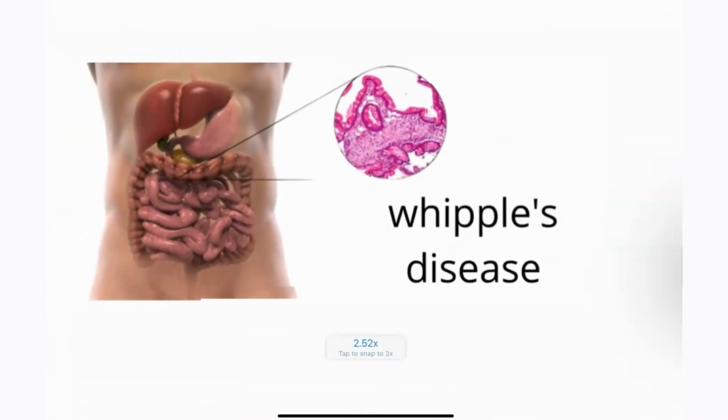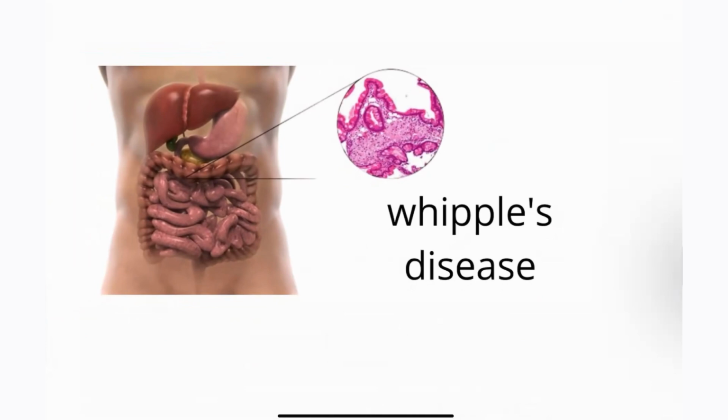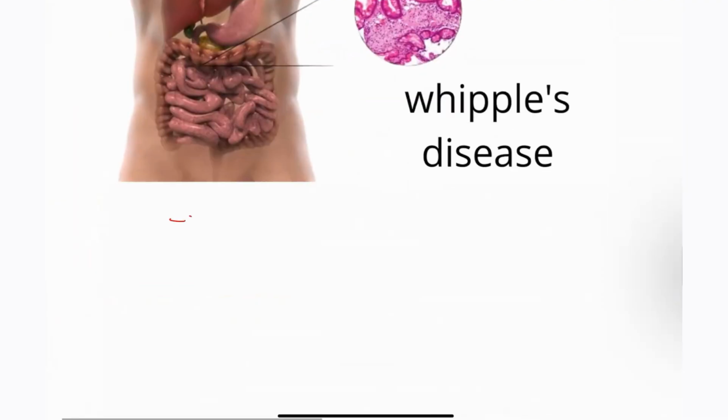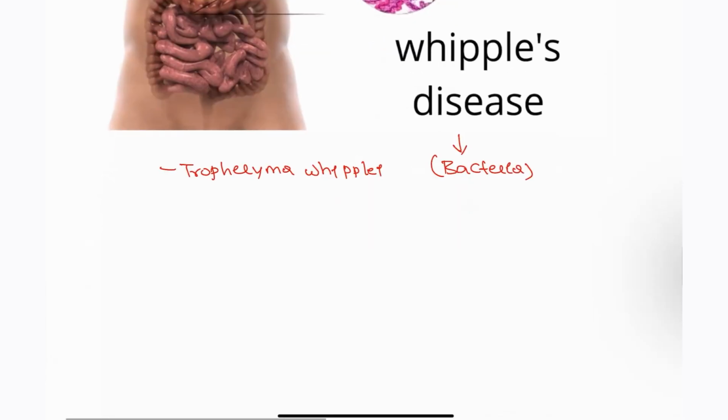Next, we are going to see some of the important GI conditions that can be asked in the examination. First, this is Whipple's disease. Whipple's disease is caused by Tropheryma whipplei. This is a bacterial condition, guys. So this is associated with the bacteria.